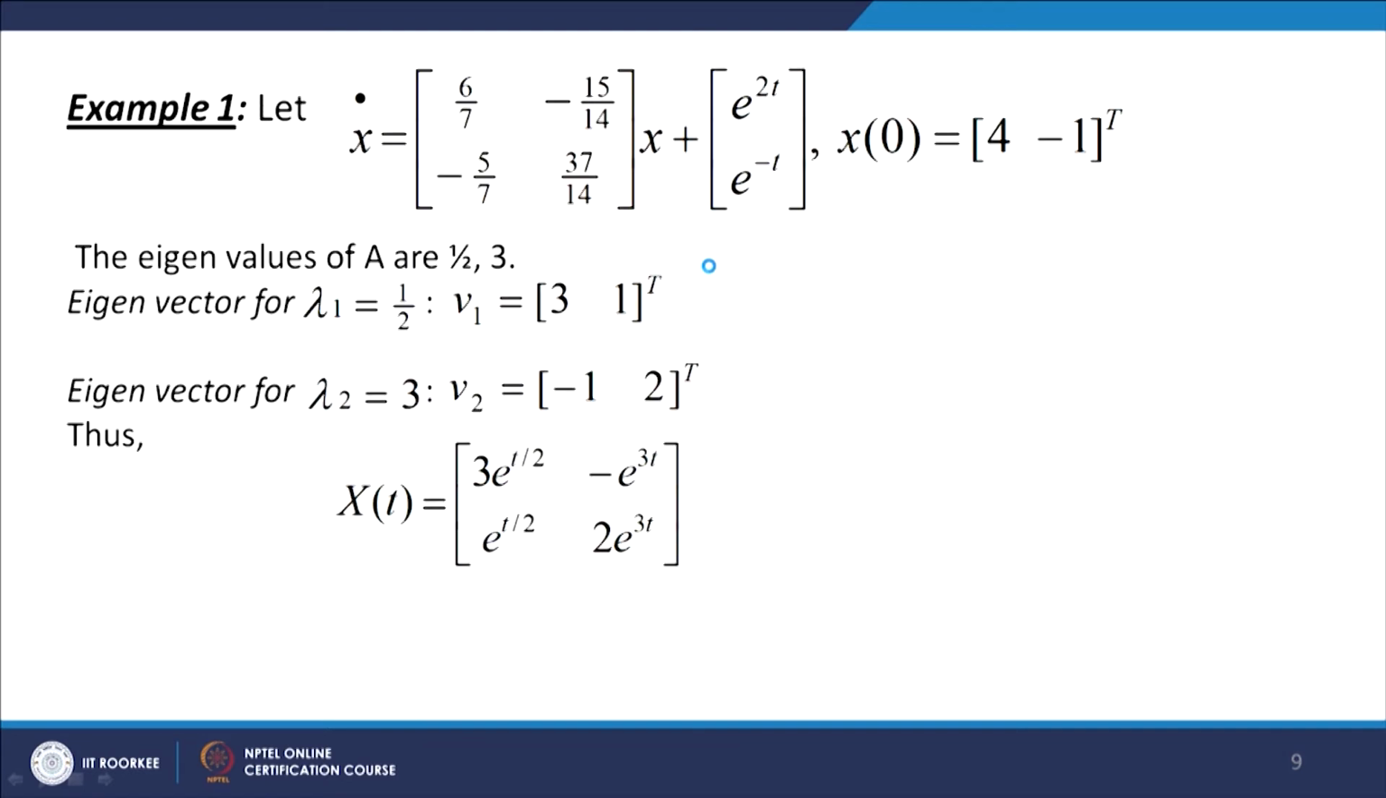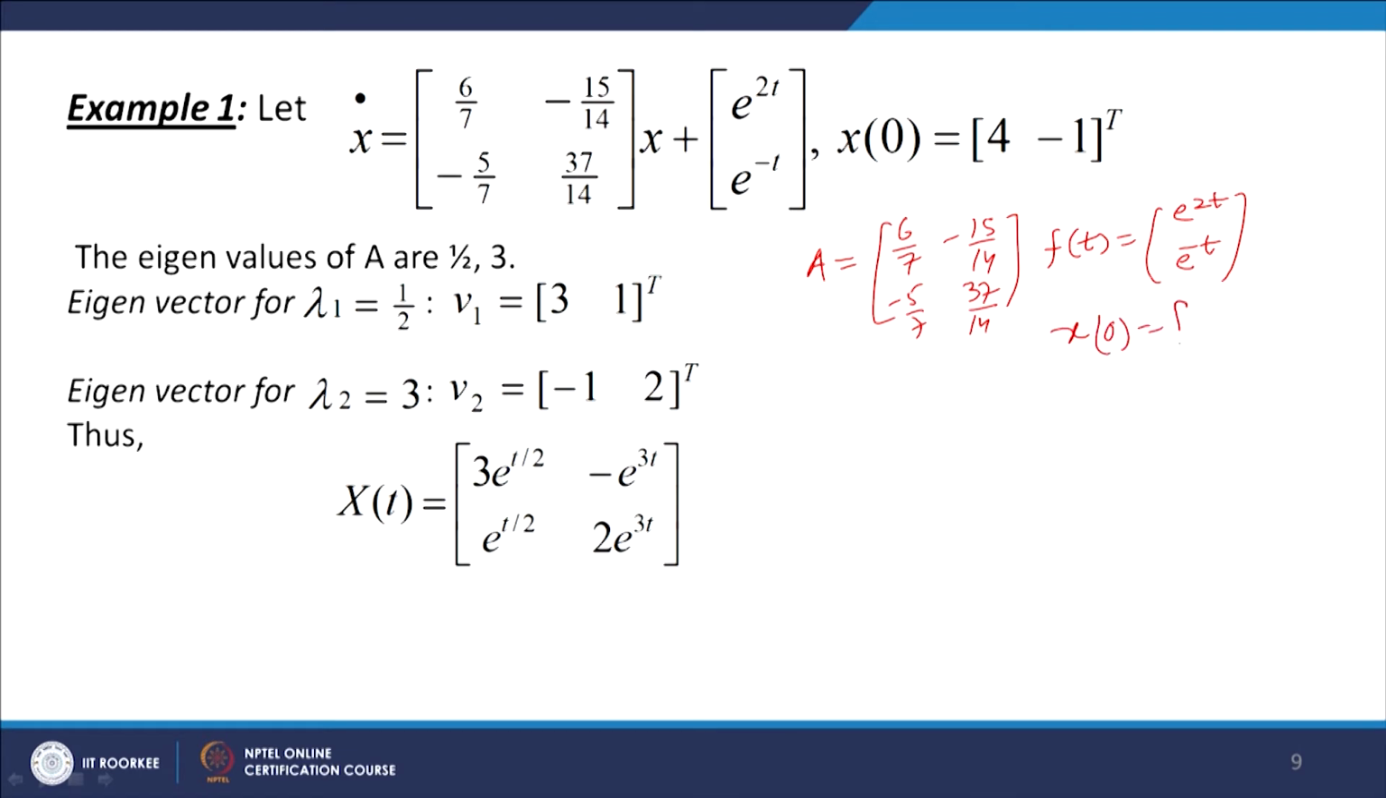Let us take an example x dot equal to Ax plus f(t). So, A here is this matrix [6/7, -15/14; -5/7, 37/14]. This is matrix A, and f(t) is equal to the vector (e^(2t), e^(-t)). Now, we have an initial value problem. So, we are given that when t0 equal to 0, x(t0) is x0, that is the vector (4, -1). So, we have x(0) equal to (4, -1).